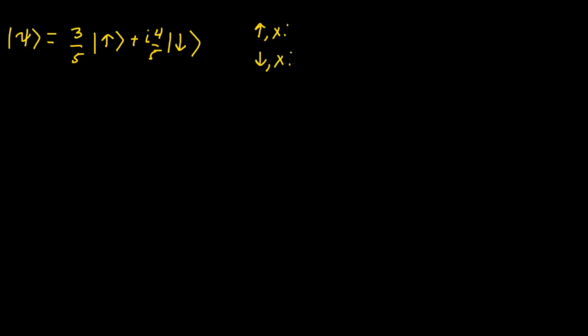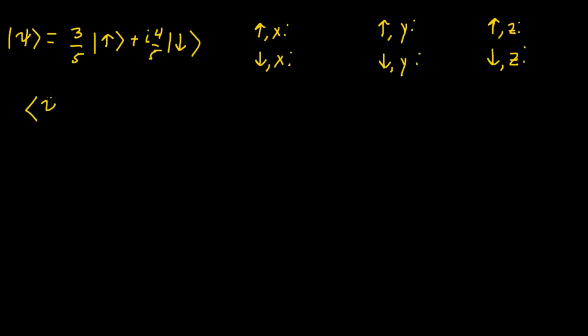All right, now I want to go through an example. I want to calculate all of the expectation values along all of the axes for the following state, which is 3/5 spin up plus i times 4/5 spin down. So we're going to calculate the probabilities that it's spin up along the x-axis, spin down along the x-axis, spin up along the y-axis, spin down along the y-axis, spin up along the z-axis, and spin down along the z-axis. And if you don't want to see this, just skip this part.